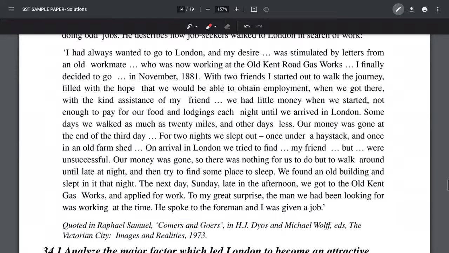I finally decided to go in November 1881. With two friends, I started out to walk the journey, filled with hope that we would be able to obtain employment when we got there. With the kind assistance of my friend, we had little money when we started, not enough to pay for our food and lodgings each night until we arrived in London. Some days we walked as much as 20 miles and other days less. Our money was gone at the end of the third day. For 2 nights we slept out, once under a haystack and once in an old farm shed.